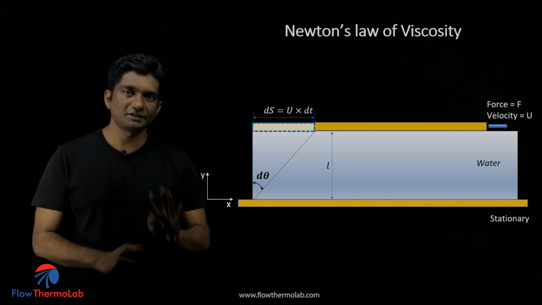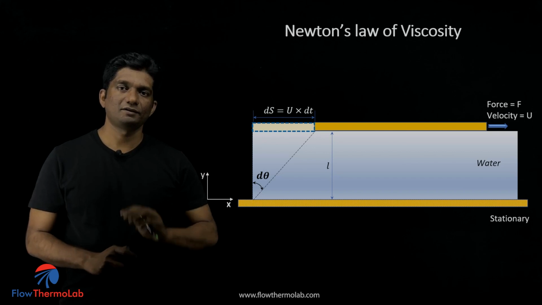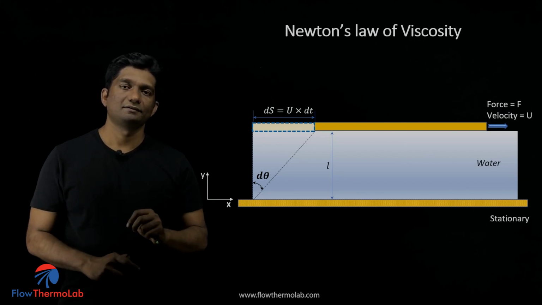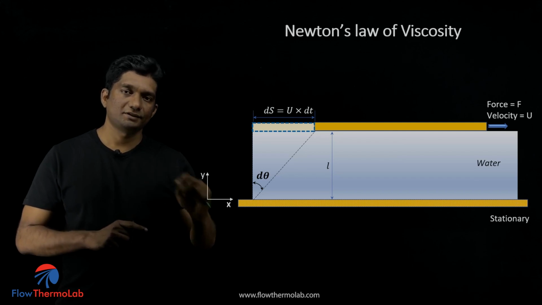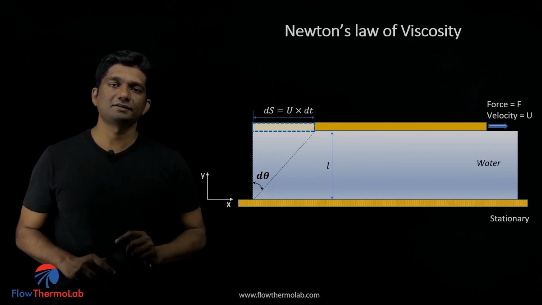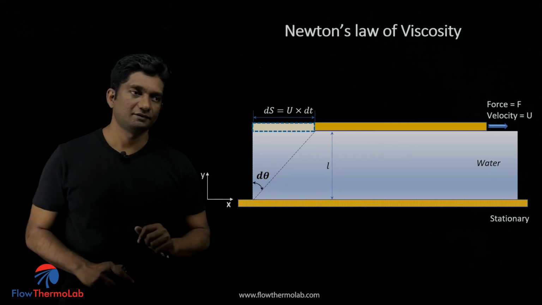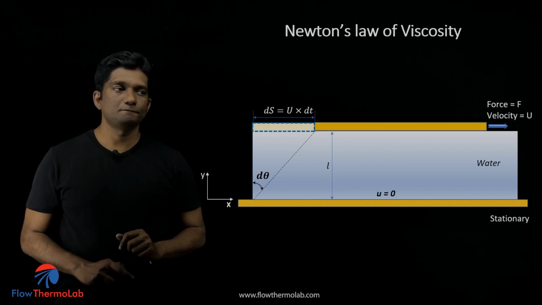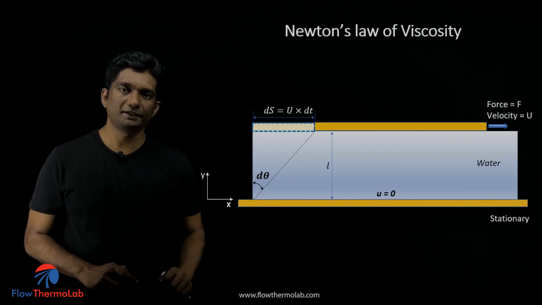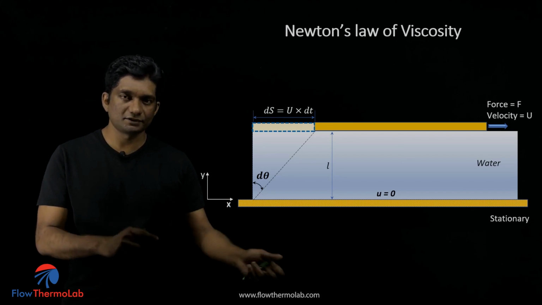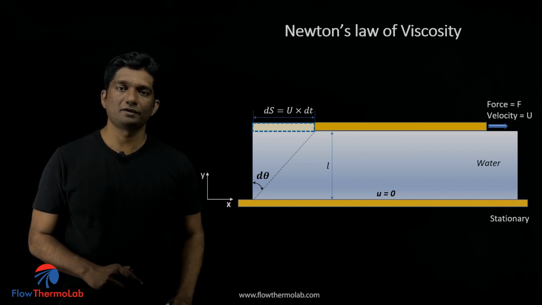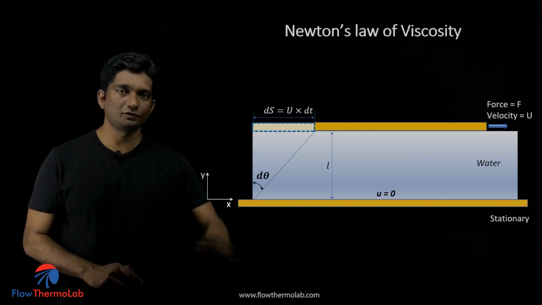But we are not interested in the deformation here, or the strain here. We are interested in the rate of strain. In fluids, we know the shear stress is all about the speed at which the strain is happening, the rate of strain. And we also know that the velocity at the bottom, on the plate, is u equal to 0 because it is stationary, and because of the no slip condition, we are going to have a velocity of 0 for the fluid.